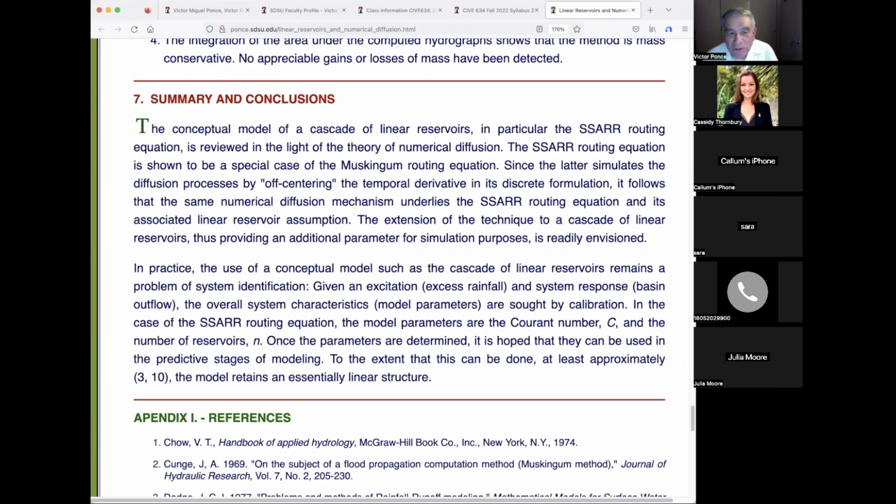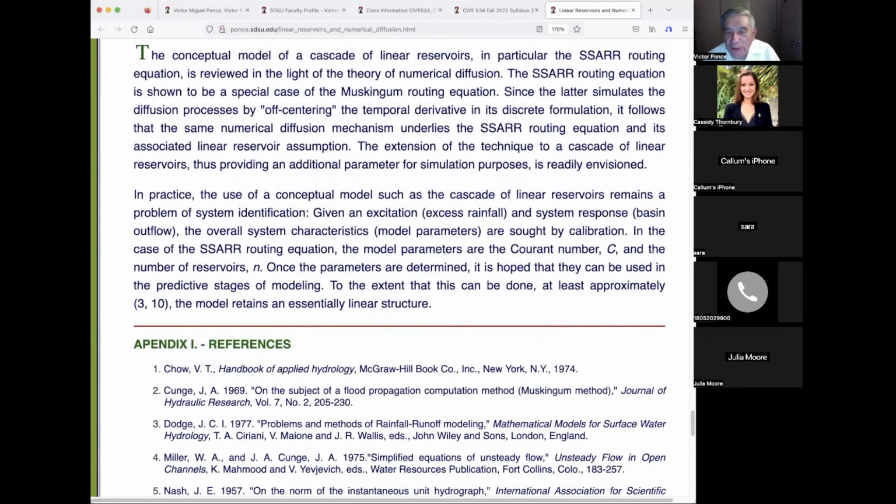Since the latter simulates the diffusion process by off-centering the temporal derivative in its discrete formulation, it follows that the same numerical diffusion mechanism underlies the SAR routing equation and its associated linear reservoir assumption. The extension of the technique to a cascade, thus providing an additional parameter for simulation purpose, is readily envisioned. In practice, the use of a conceptual model such as a cascade remains a problem of system ID. Given an excitation, meaning excess rainfall, and system response based in outflow, you have the input and the output, and you're going to find the system ID, meaning the characteristics of the system by trial and error.